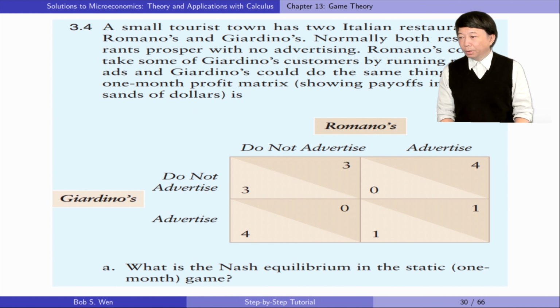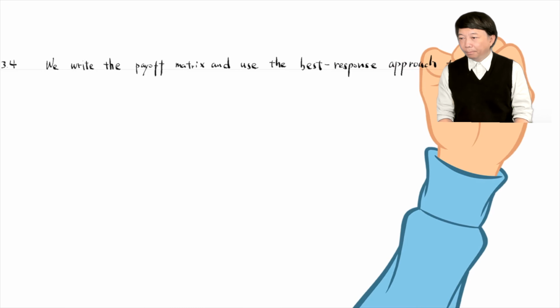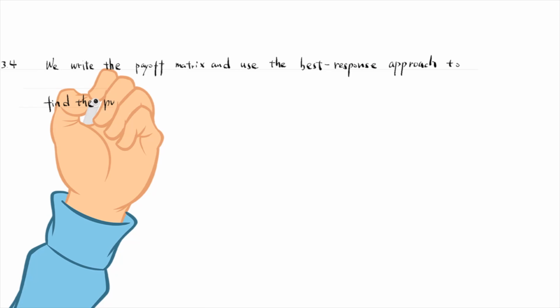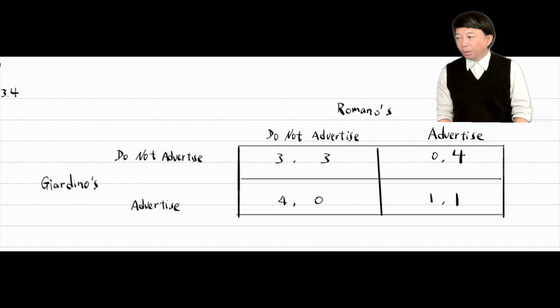In part A, what is the Nash equilibrium in the static game? We write the payoff matrix and use the best response approach to find the Nash equilibrium. We first find player 1's best response. Given that player 2 chooses not to advertise, player 1 gets 3 if it does not advertise either, but it gets 4 if it advertises. Player 1's best response is to advertise.